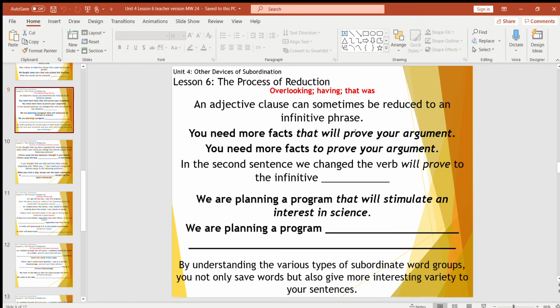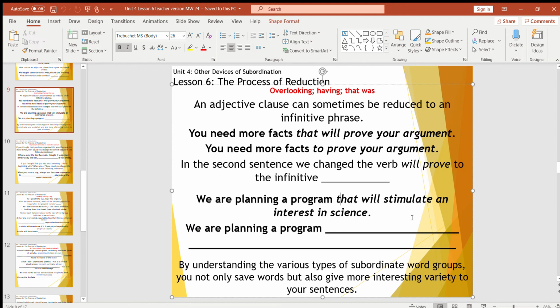And adjective clauses can sometimes also be reduced to infinitive phrases. Like, you need more facts that will prove your argument. We can take out the that and the will and just change it to a to. You need more facts to prove your argument. So in the second sentence, we change the verb will prove into the infinitive to prove.